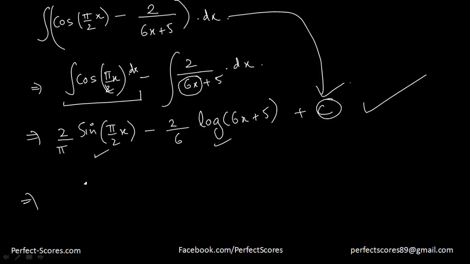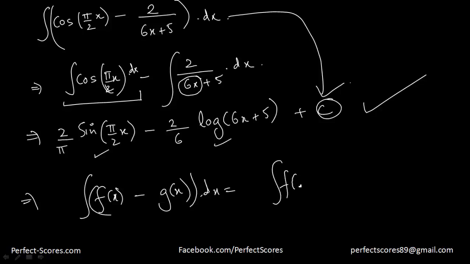The property that we've used is that the antiderivative of f of x minus g of x dx is equal to the antiderivative of f of x minus the antiderivative of g of x. Fine. So suppose you're understanding this point over here, guys.